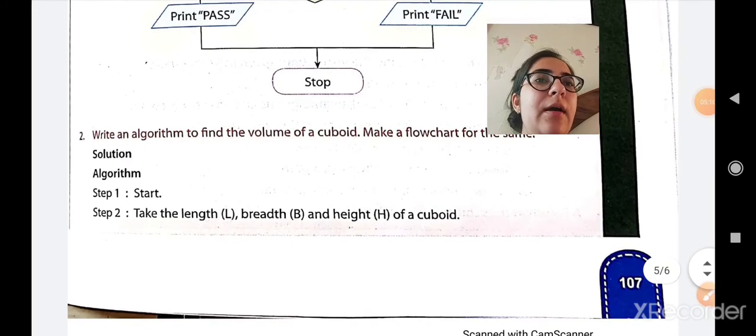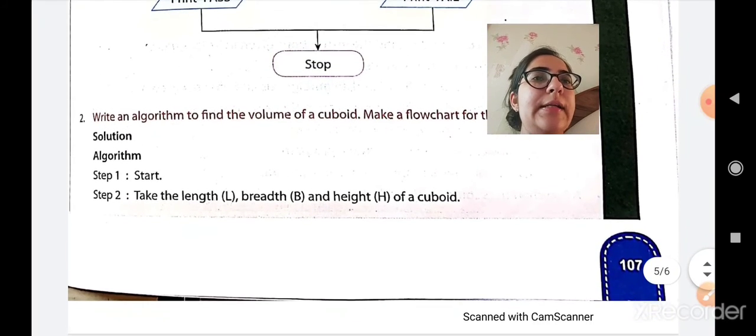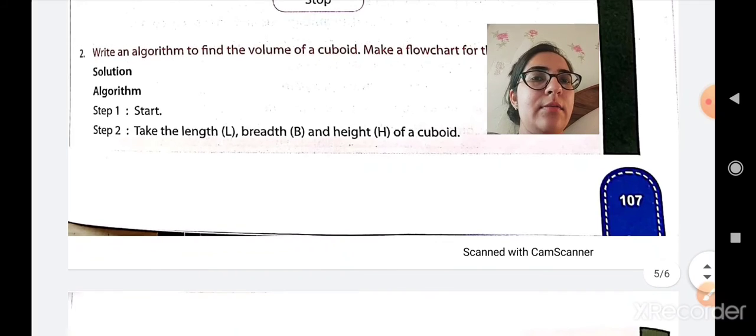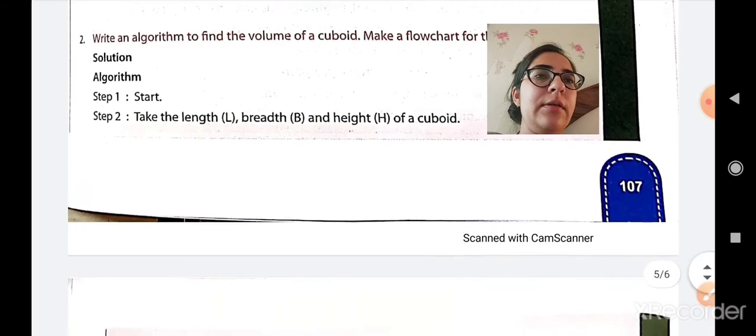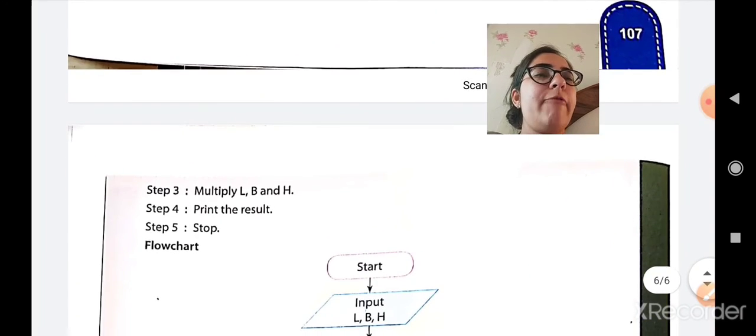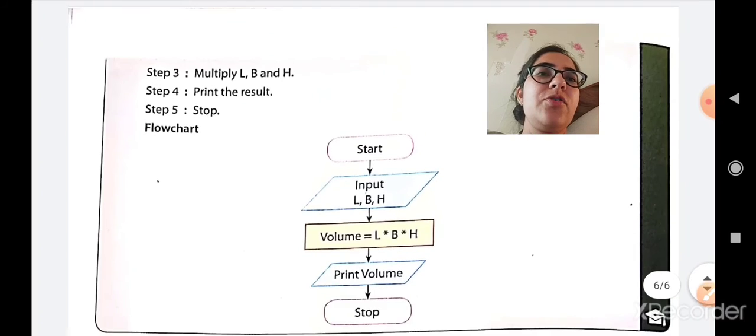Okay, one more algorithm is given, that is, write an algorithm to find the volume of a cuboid and make a flowchart for the same. Let us see the algorithm first. Start, then take the length, breadth and height of the cuboid. Now you have to multiply L, B, H, that is length, breadth and height. And finally you have to print the result and stop.